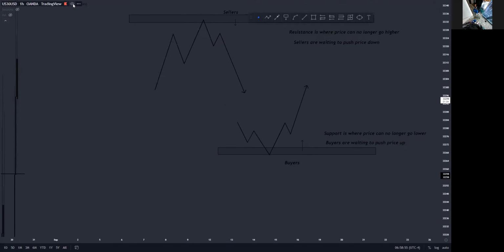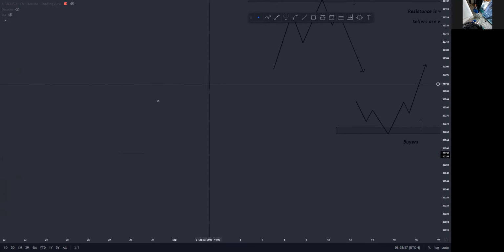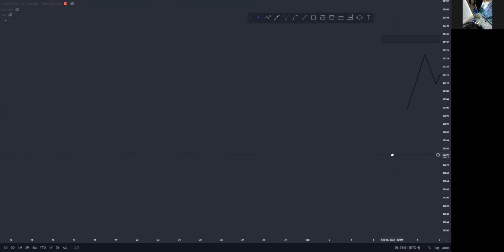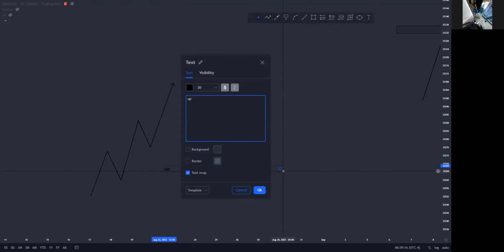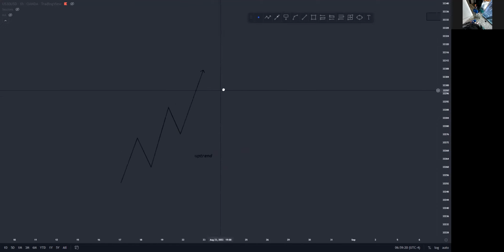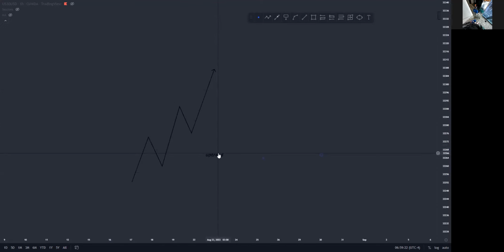All right, now let me just go ahead and hide everything so nothing will be in the way. We're gonna go over here, and we're gonna understand what the highs and lows are, right? So anytime price is on an uptrend, right? What will indicate that price is on an uptrend is higher highs and higher lows, right?